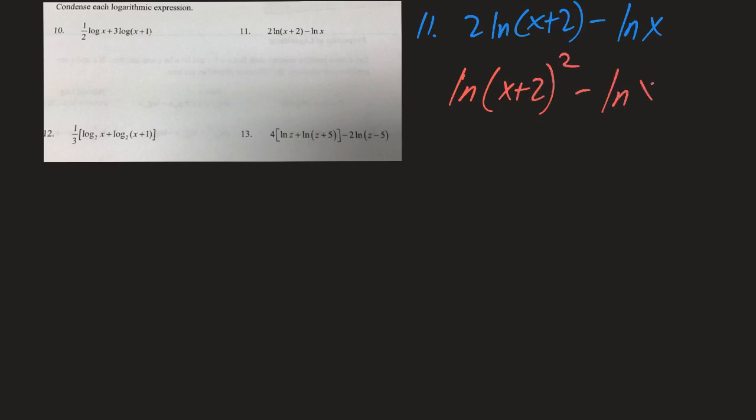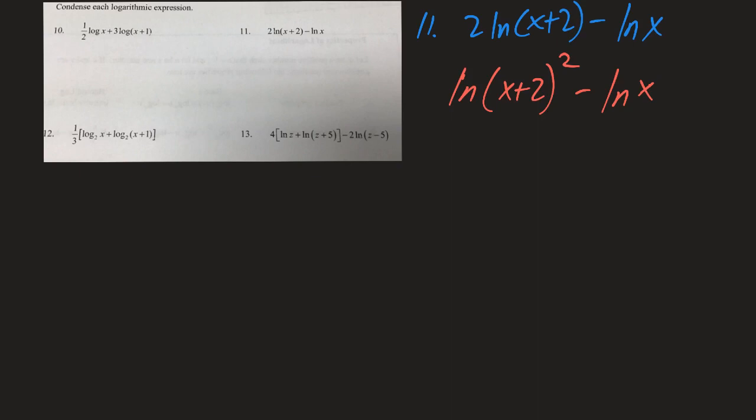If you feel comfortable with some of these ideas, go ahead and give number 11 a try and see how your answer looks before you look at my work. Okay. So number 11, I see 2 natural log of x plus 2 and minus the natural log of x. Okay, and so here I'm going to put this 2 up as an exponent first. So I've got natural log of (x plus 2) squared minus natural log of x.